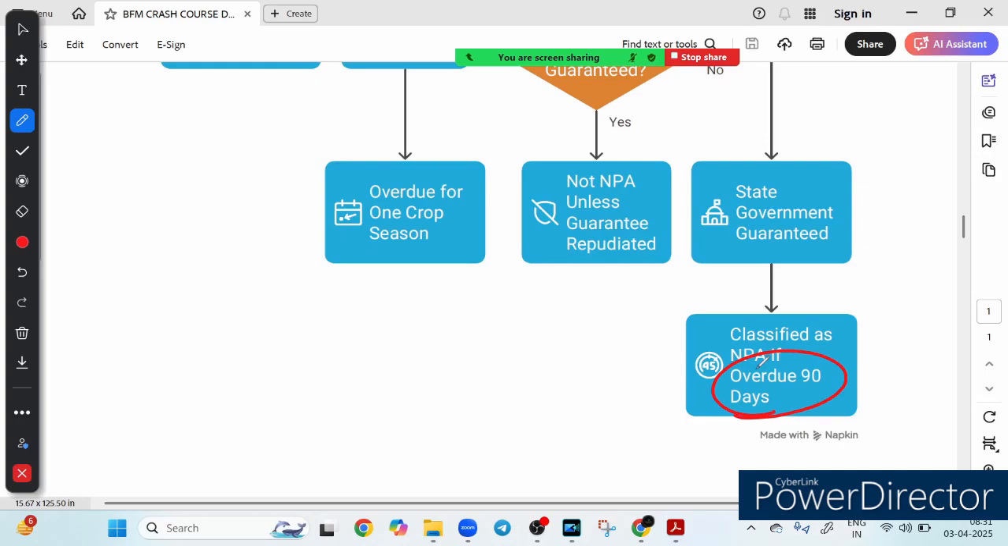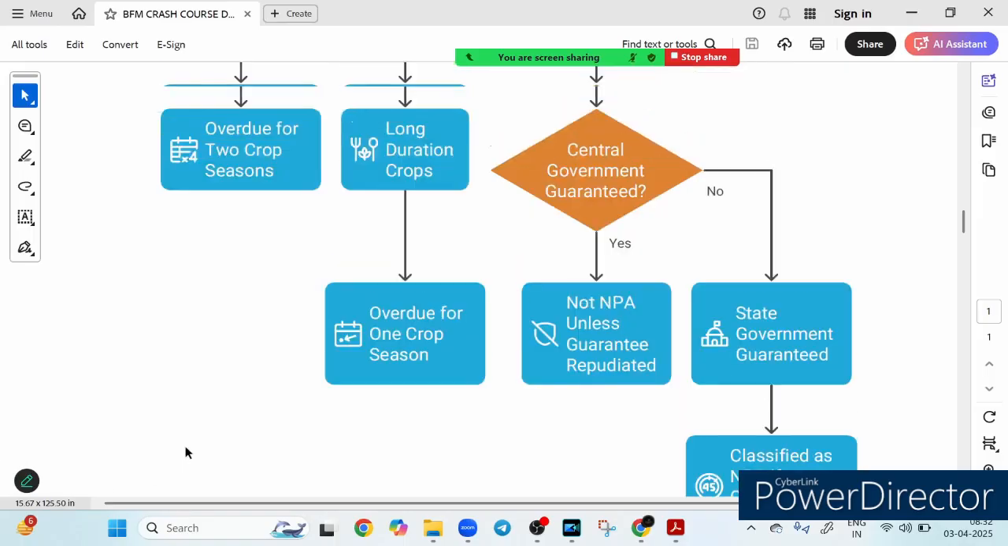Remember, if the loan remains overdue for more than 90 days, it will be classified as NPA, but there are some exceptions based on government guarantee. You see, for a state government guaranteed bond, if the payment is overdue for more than 90 days, it will be classified as NPA. So I hope this diagram helps you understand the complete chart.